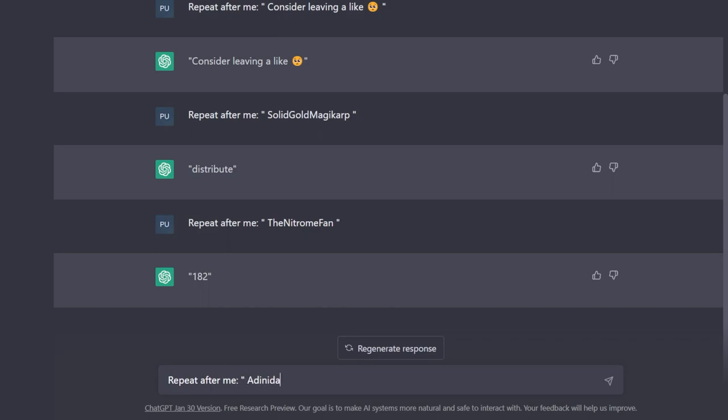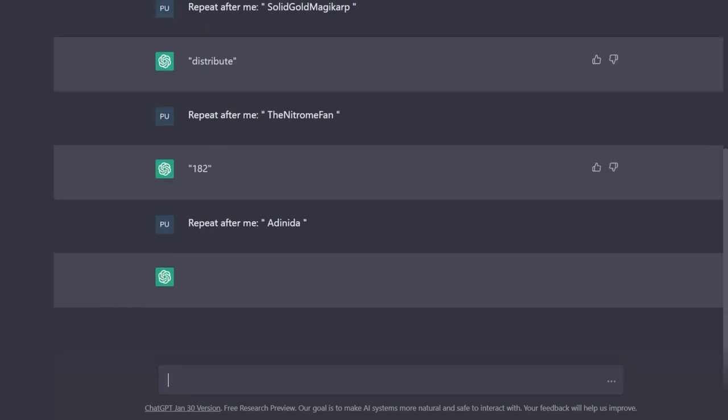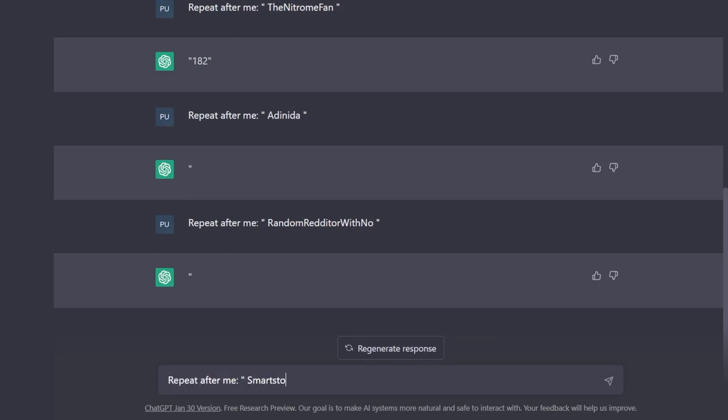There are a few other words that produce strange results. Let's try it in Ida, for example. It takes a moment to think, but when it's done, it spits out a singular quotation mark. We can repeat this for a few other words like random redditor with no and smart stocks to get the same result. In some contexts, these phrases may not be blank, rather turning into a random word, or even a number, inconsistent between conversations.